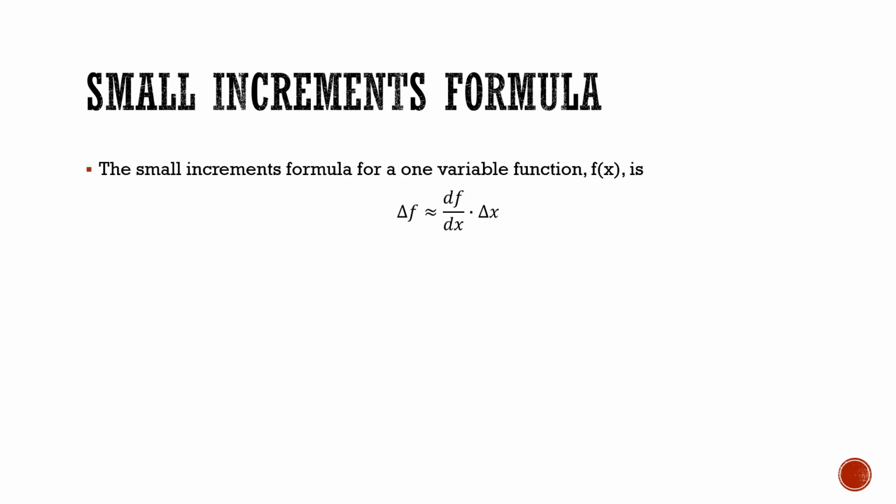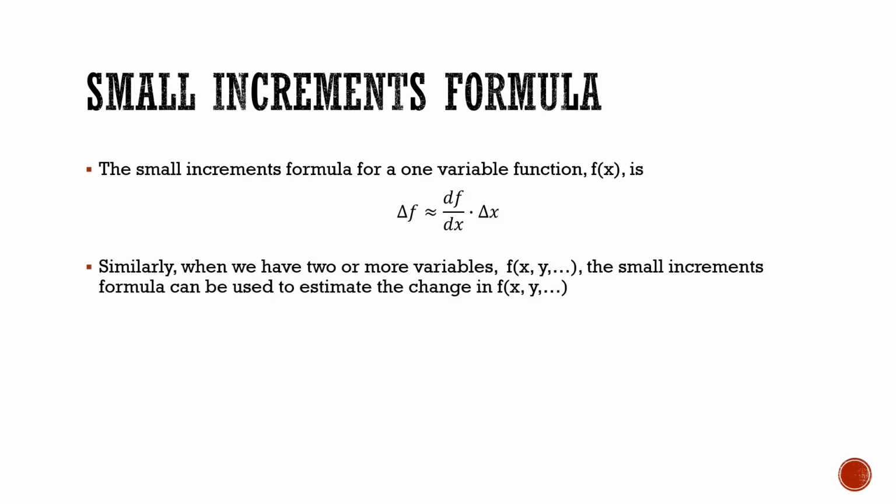In the last video, we talked about the small increments formula for a one variable function f of x, where the change in f was approximated by the derivative of f with respect to x times the change in x. Well, what if we have two or more variables? How can we approximate the change in f then?